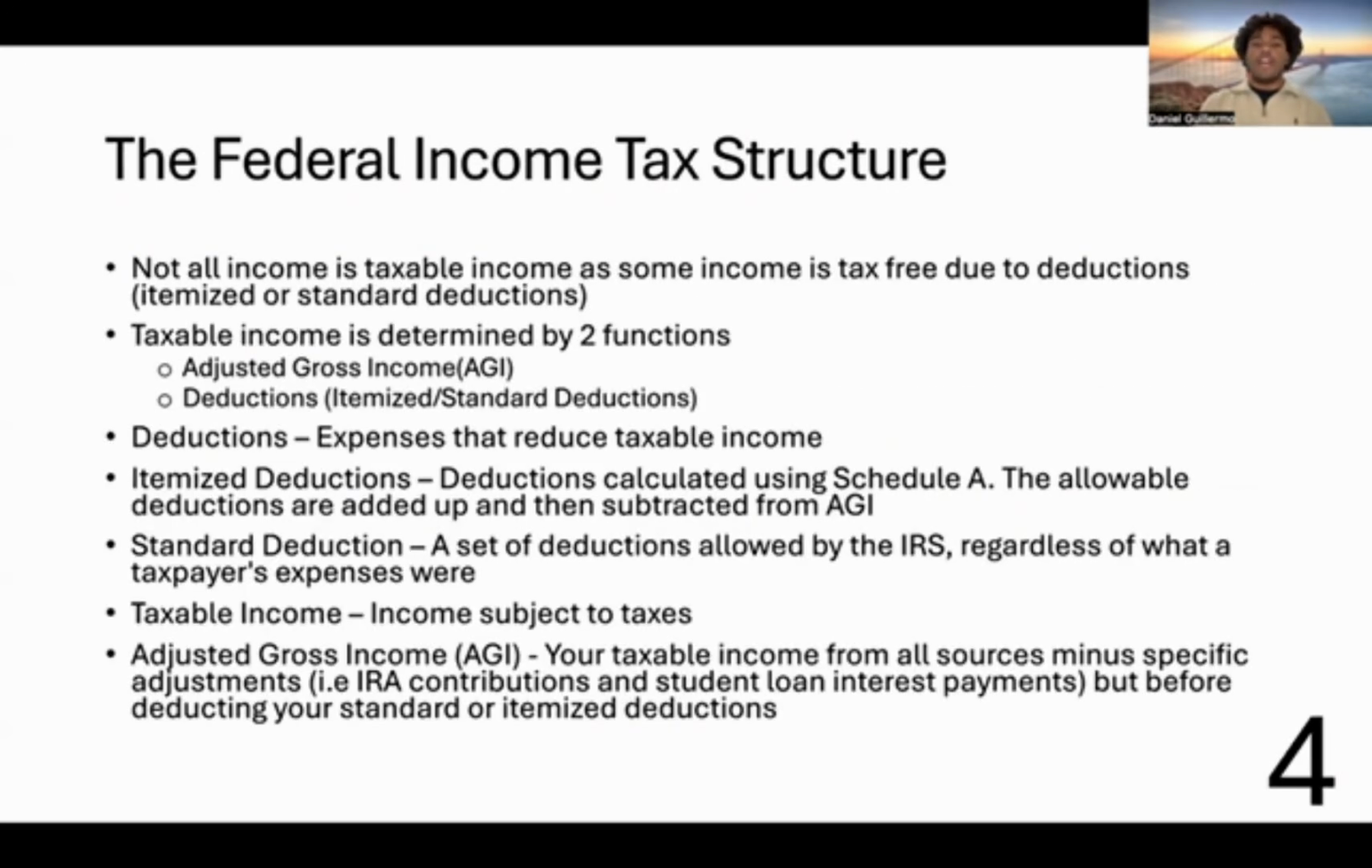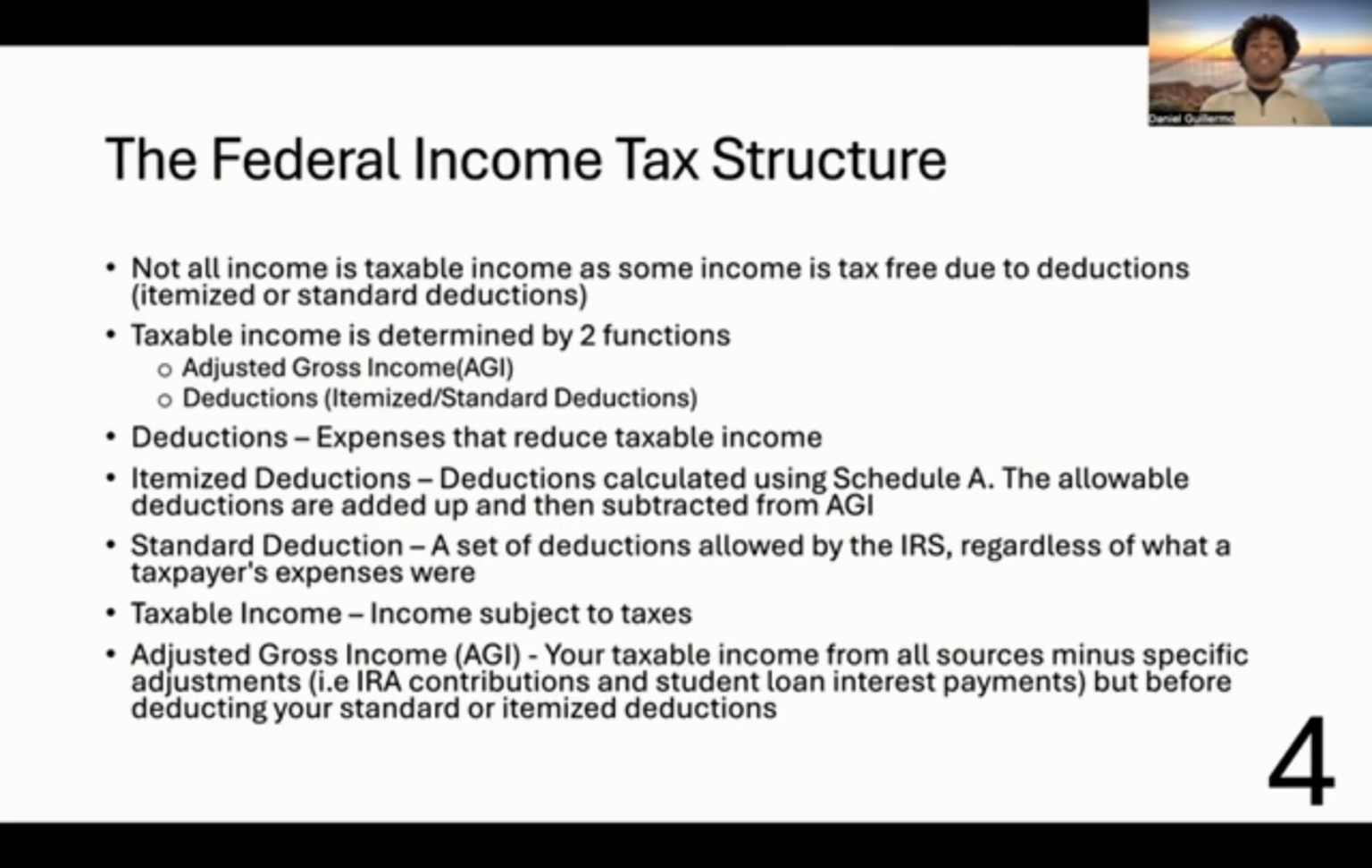Now, not all income is taxable income, as some income is tax-free due to deductions. Taxable income is determined by two factors, AGI and deductions. Deductions are any expenses that reduce taxable income. Itemized deductions are deductions calculated using Schedule A, which is part of Form 1040 by the IRS. Standard deduction is a set of deductions allowed by the IRS, regardless of what taxpayers' expenses were.